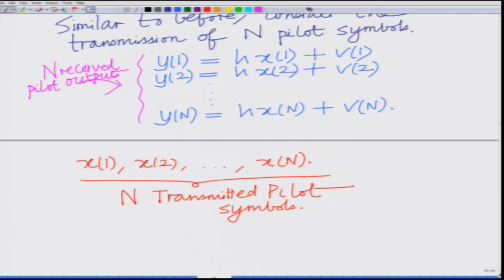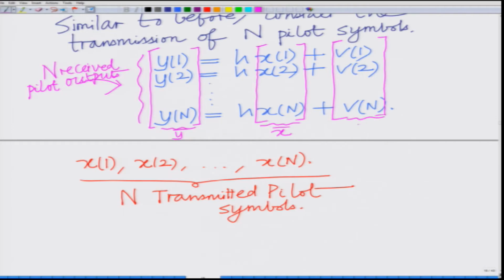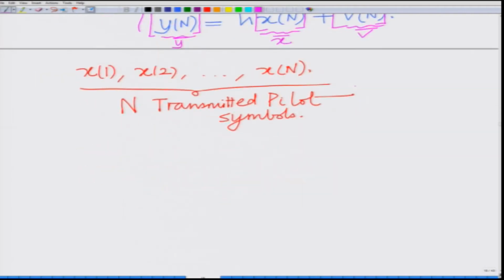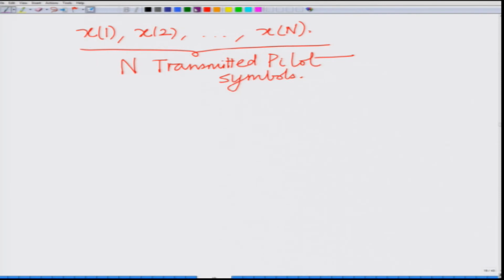Now, we can represent this by a vector. I can write this as your vector y bar, y1, y2, yn, which is the n dimensional vector, x1, x2, xn is the pilot vector, this is x bar, plus v1, v2, vn which is the noise vector v bar. So, I can now write this succinctly using vector notation, as x bar times h plus v bar.